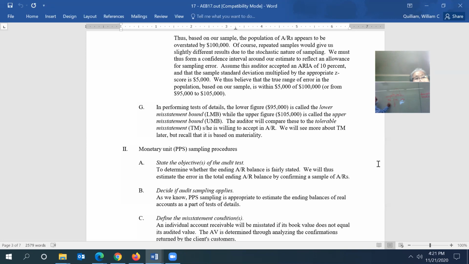These would be the lower confidence limit and upper confidence limit. Sometimes the name is a little bit different in stats, but same thing. This is how little we think is in the population in the way of error. Here's how much error might be in the population. So the true population range of error could be as little as 95,000 or as much as 105,000. Again, we're not sure unless we examine every item in the population.